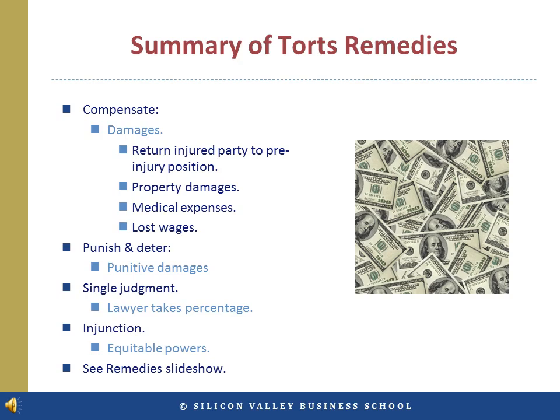Compensatory damages are designed to return the injured party to the position they were in before the tort occurred. This includes compensation for property damages, medical expenses, and lost wages. Punitive damages are designed to punish and deter others from causing injury.